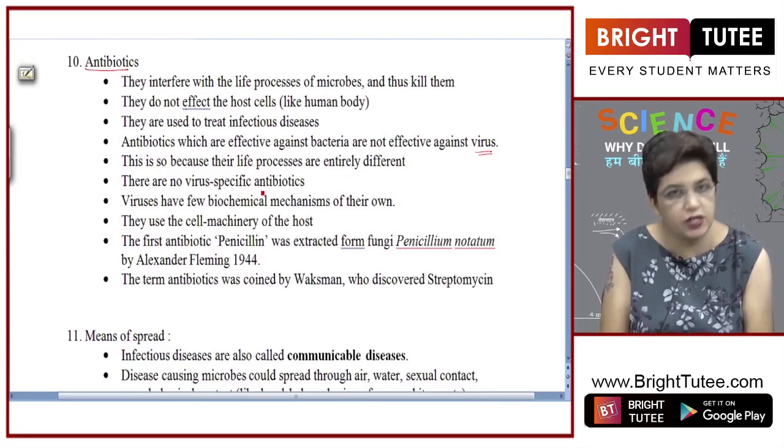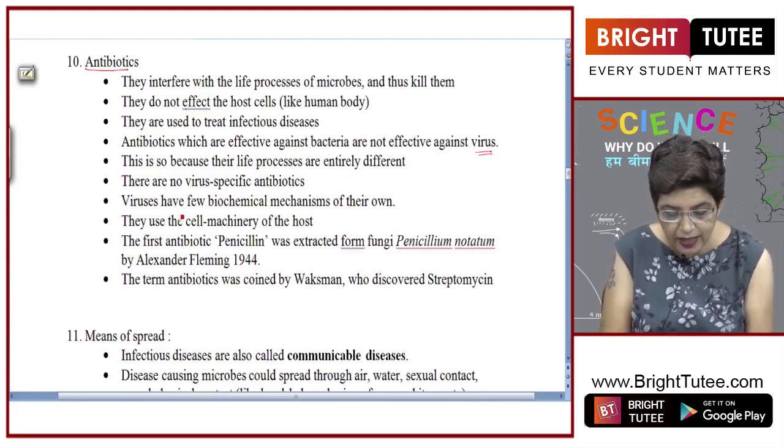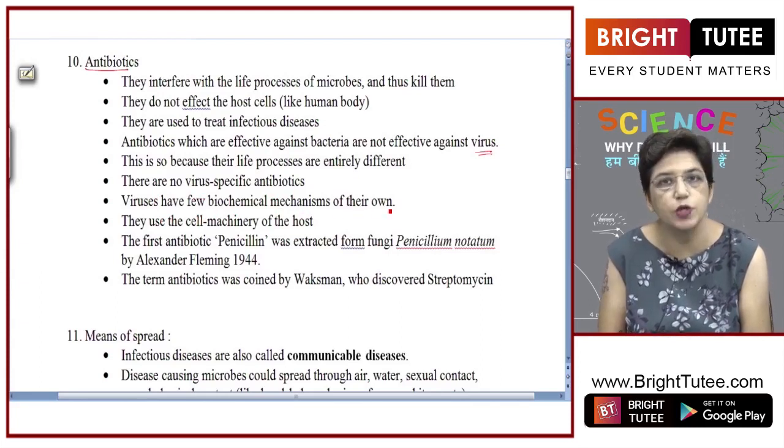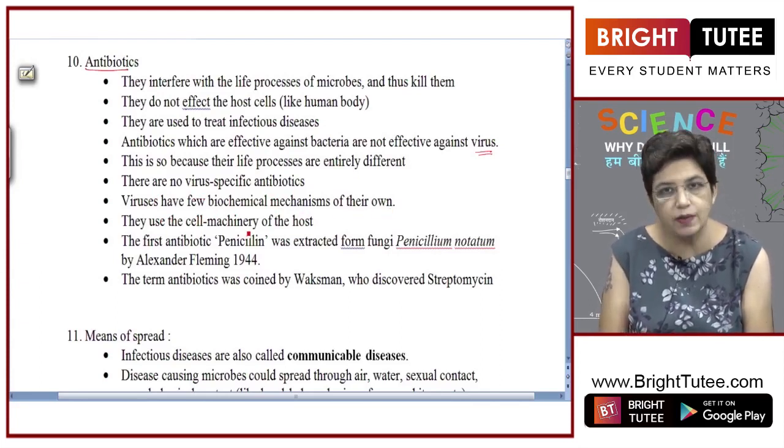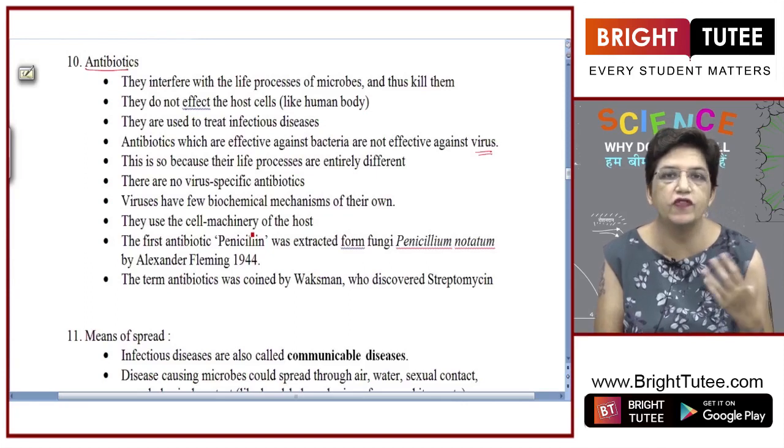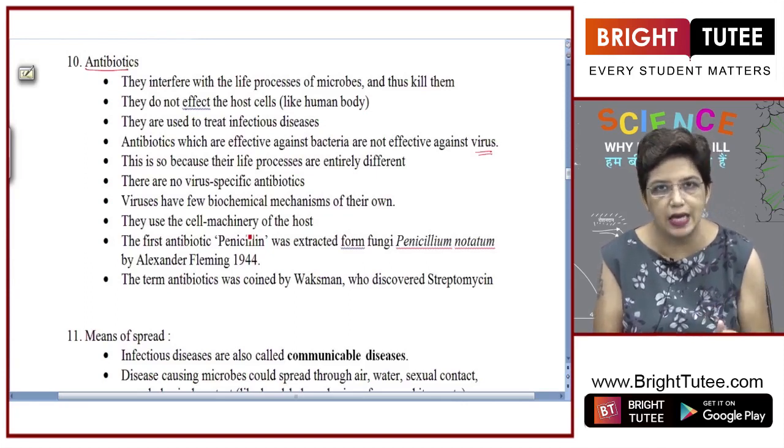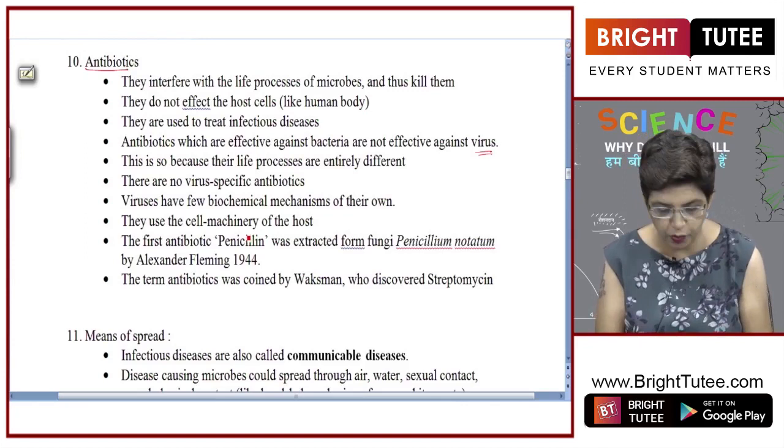There are no virus specific antibiotics. Viruses have few biochemical mechanisms of their own. They use the cell machinery of the host. In whichever body they enter, they use the cell machinery for their growth and reproduction.